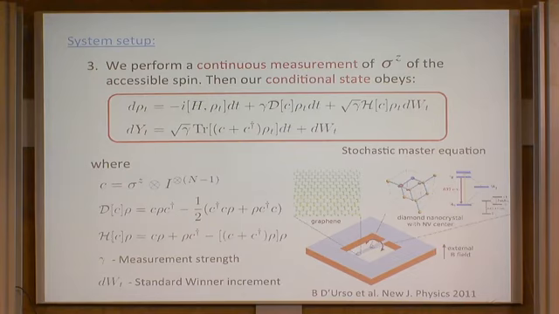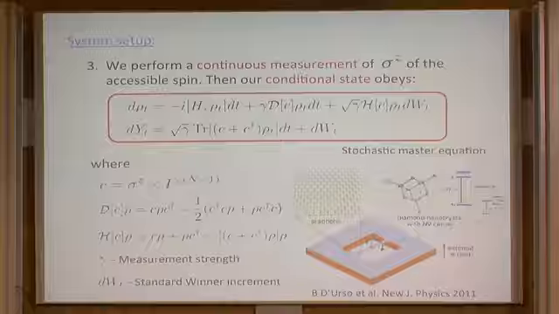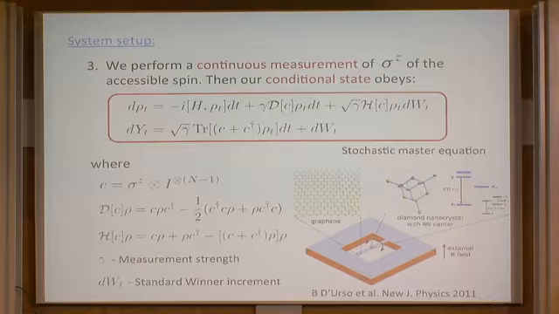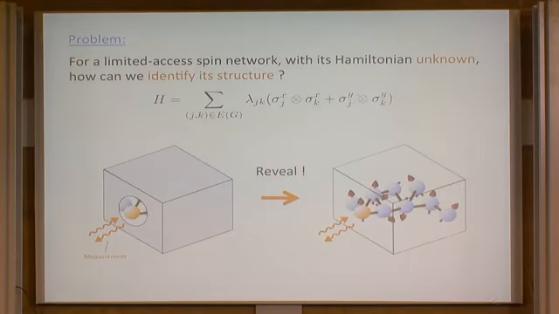So this is actually a classical stochastic differential equation describing our knowledge. And here, this C is given by this, which means that we can access only the first node. This is a dissipation term, and this is an innovation term. Here gamma is the measurement strength, and dW is the standard Wiener increment. And the purpose is, now our system is in a black box. So we want to open it up, and we want to know the structure of the system.